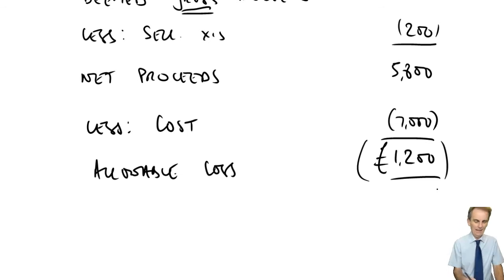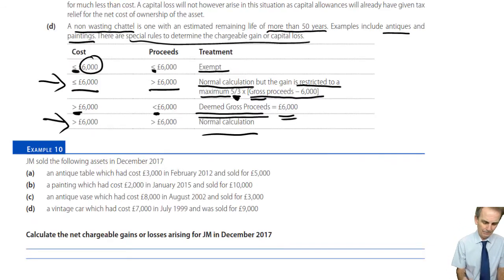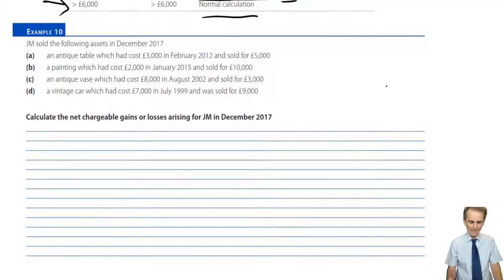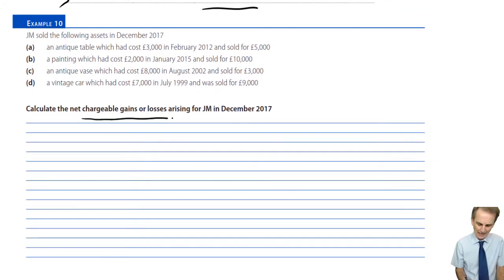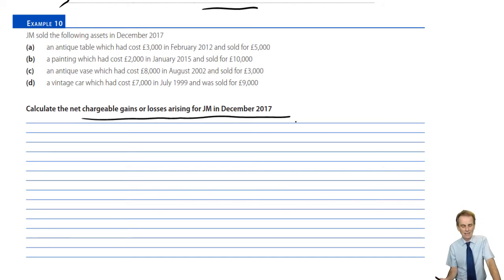Okay, going back to your chapter, what you have then, example 10. For you to calculate the net gains or losses arising for our hero JM in December 17, where these disposals occur. Over to you, therefore, now to have a go at that, please. To check out then your answer with the answer in the back. Make sure you're happy with that model answer before then rejoining us again for the last little bit on this chapter.